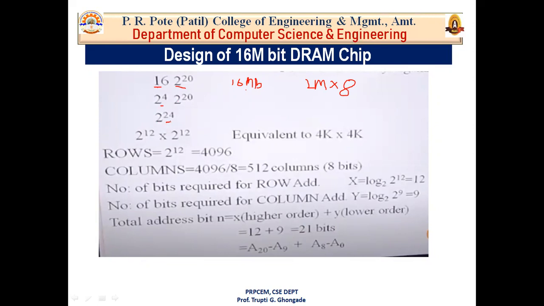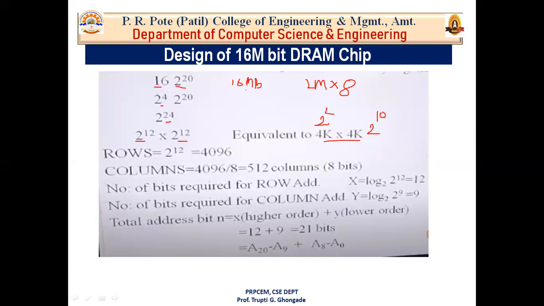And how do you divide this 2 to the power 24 into an equal number of rows and columns? It is 2 to the power 12 rows and 2 to the power 12 columns. Now, 2 to the power 12 by 2 to the power 12 is equivalent to 4k into 4k. K is kilo, that is 2 to the power 10, and 4 means 2 to the power 2, so it means 2 to the power 12.